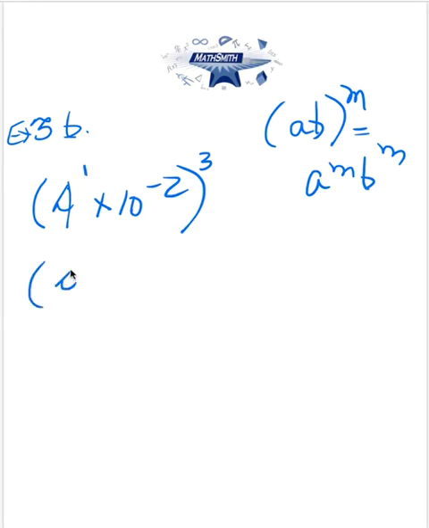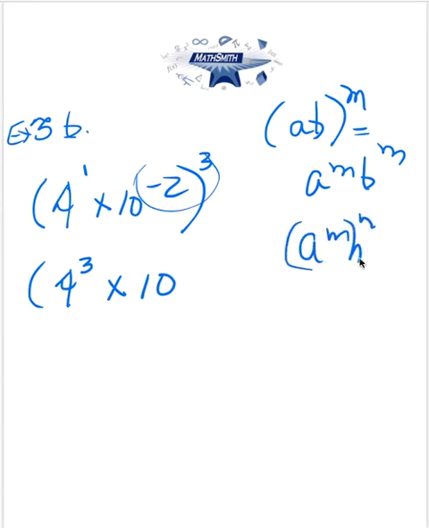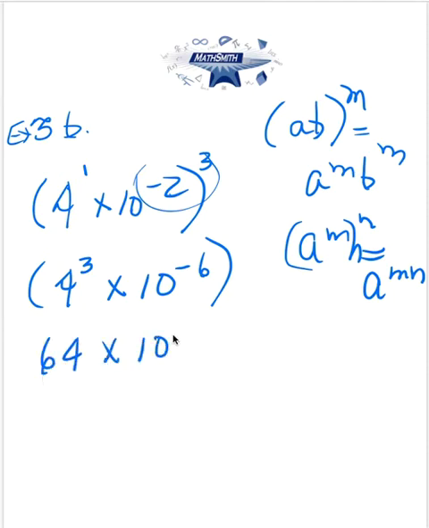So this is the same thing as saying 4 to the third times 10 to the negative 2 to the third. And remember, we've got to multiply our exponents, right? This a to the m raised to the n equals a to the mn. So negative 2 times 3 ends up being negative 6. Okay, now, what is 4 to the third power? That's 4 times 4, that's 16, times 4, so that's 64, times 10 to the negative 6.